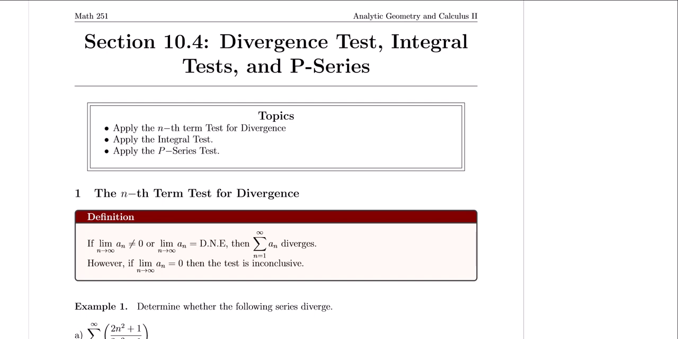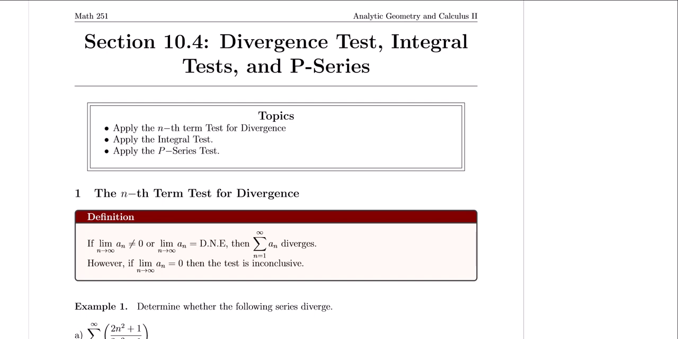Now, in this video, we'll begin to take a look at other types of series that are not geometric, not telescoping, and see if there are other tests that can be used to determine their convergence. These tests are the divergence test, the integral test, and the p-series test. So let's begin with the divergence test.